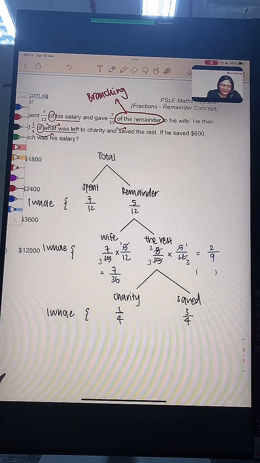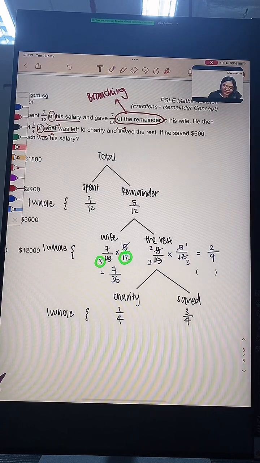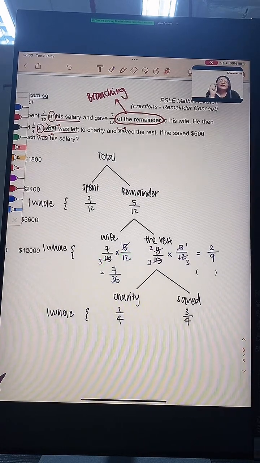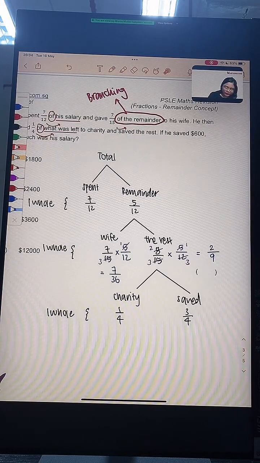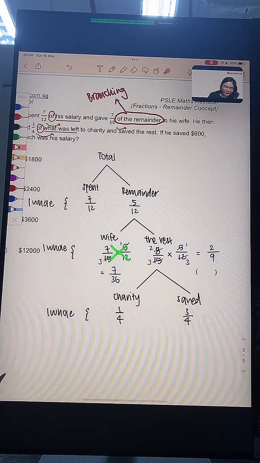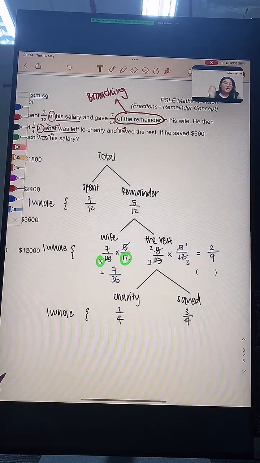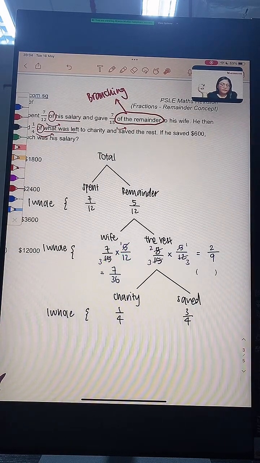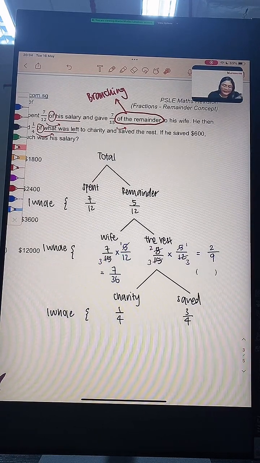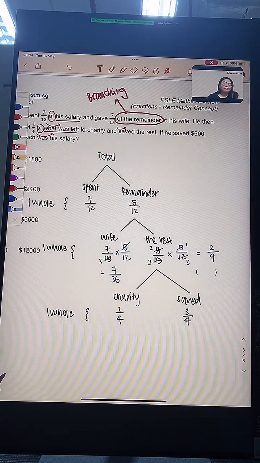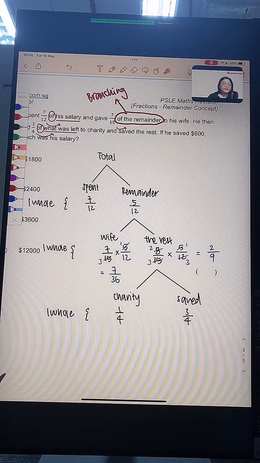For 3 and 12, we cannot cross cancel 3 and 12. Like the name suggests, it's cross cancellation. We can only cancel across. We cannot cancel side by side, because they are both in the denominator. When we cancel, we are actually simplifying. Clear?